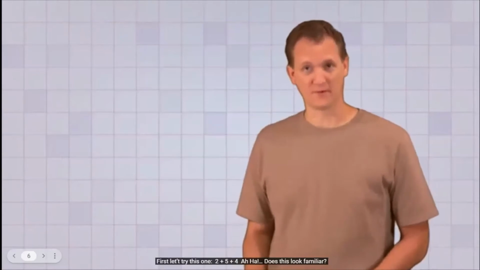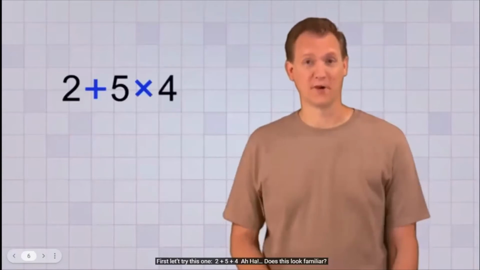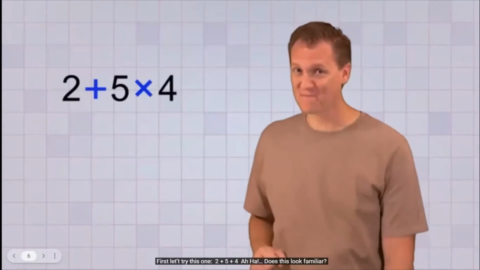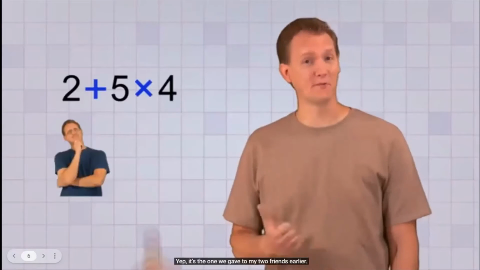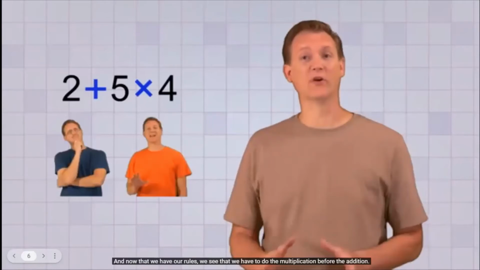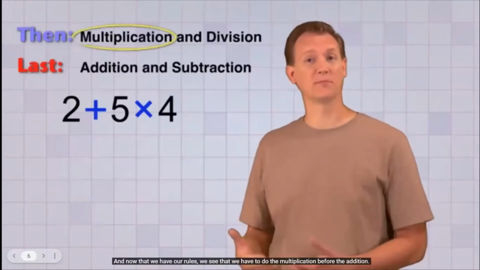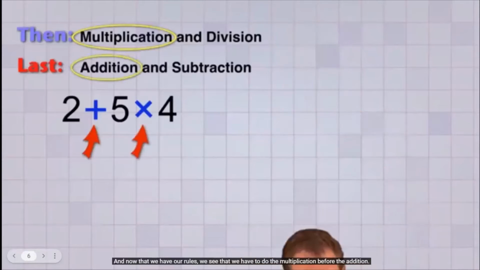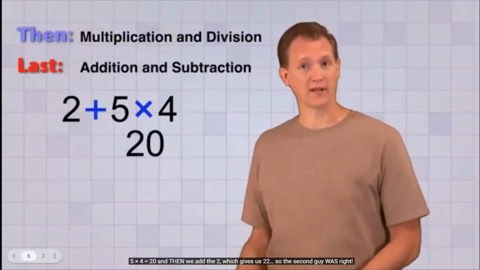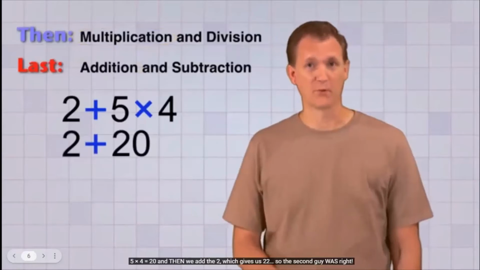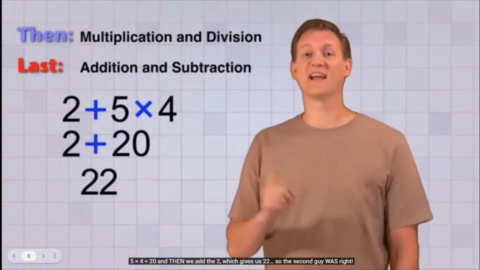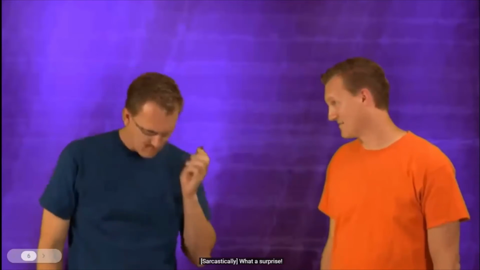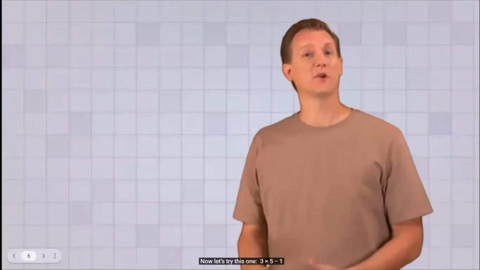First, let's try this one. 2 plus 5 times 4. Aha! Does this look familiar? Yep, it's the one we gave to my 2 friends earlier. And now that we have our rules, we see that we have to do the multiplication before the addition. 5 times 4 equals 20, and then we add the 2, which gives us 22. So the second guy was right. What a surprise!